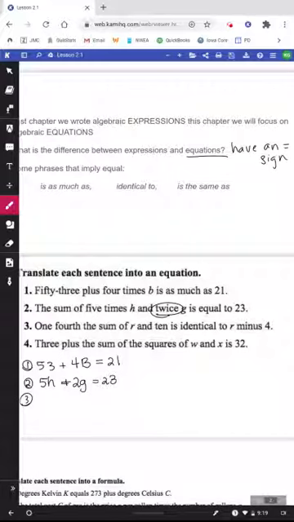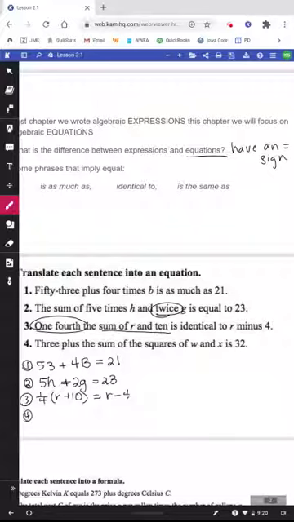Number 3, 1/4 the sum of r and 10 is identical to r minus 4. So in this one, we want 1/4 to be times by the whole sum. So the 1/4 is going to be out front. And because we want to multiply it by the whole sum, we're going to add parentheses here. And the whole sum is r plus 10. Is identical to is equals r minus 4. So remember, if we have a number first and then the words the sum of, that's when it calls for parentheses. So you can write that in your notes if you want.